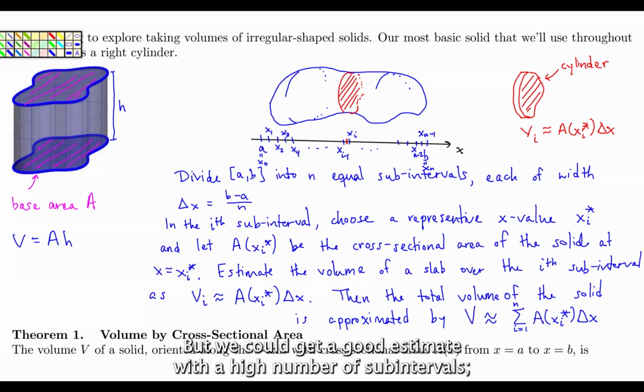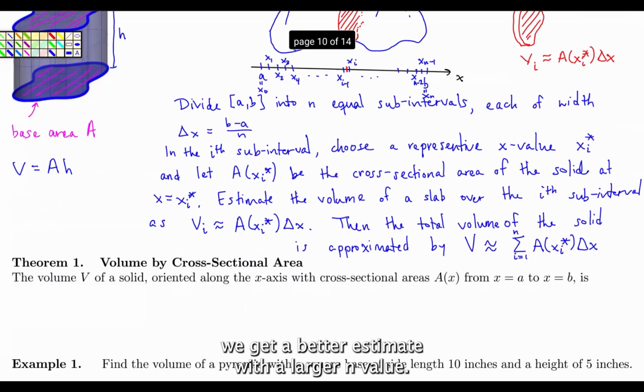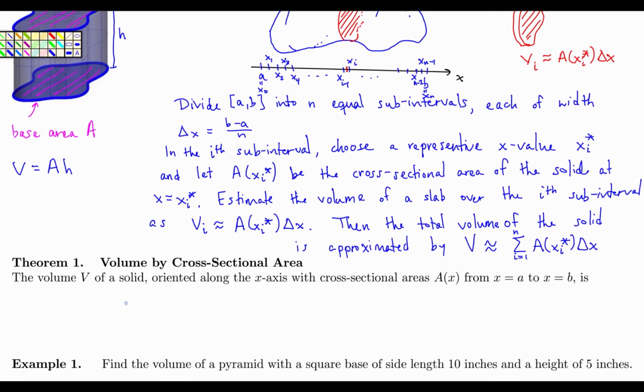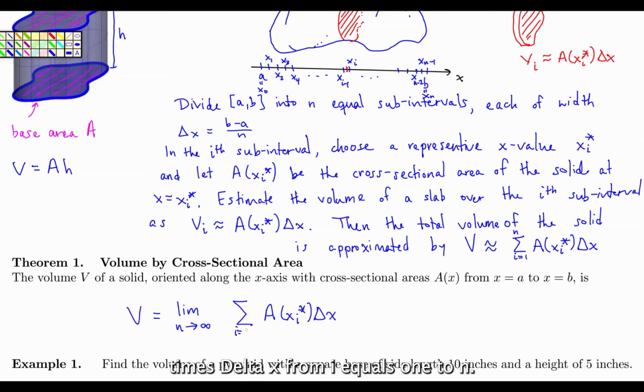But we could get a good estimate with a high number of subintervals. We get a better estimate with a larger n value. And so our volume is in fact equal to the limit as n goes to infinity of this process, adding up these A of xi stars times delta x from i equals 1 to n.